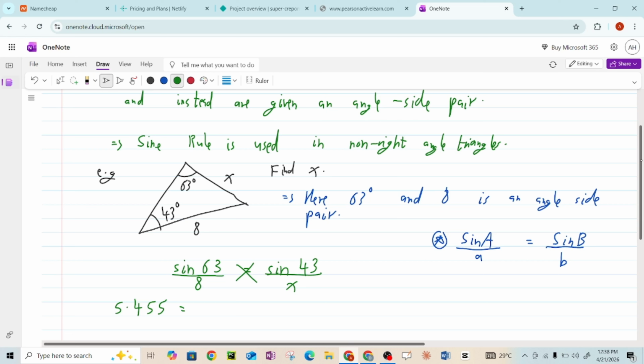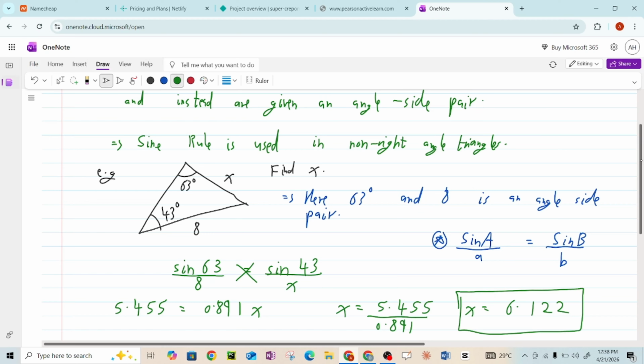That is equal to sine 63 times x. So sine 63 is going to be 0.891 times x because it's multiplied with x. Now we can take 0.891 there and divide it. So 5.455 divided by 0.891. 5.455 divided by this, we get 6.122 as our answer.